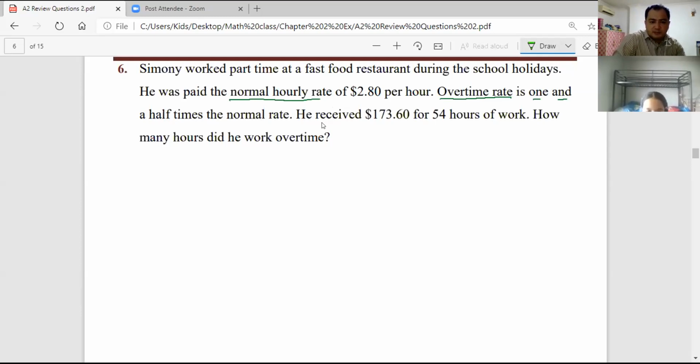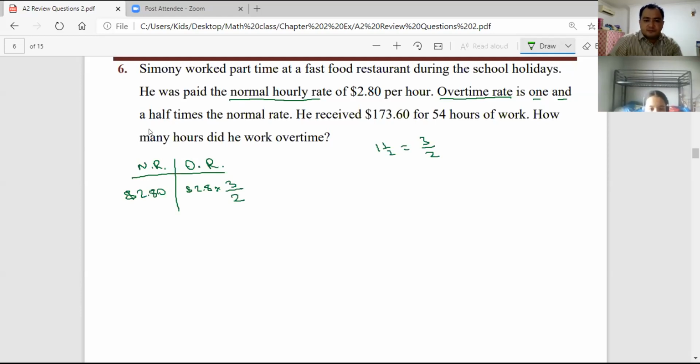So we need to write a table here like this. Here we have normal rates, and here we have overtime rates. The normal rate is 2.80. And how about overtime? Here it says 1.5 times, and 1.5 times is 3/2. So we should multiply the normal rate by 3/2.